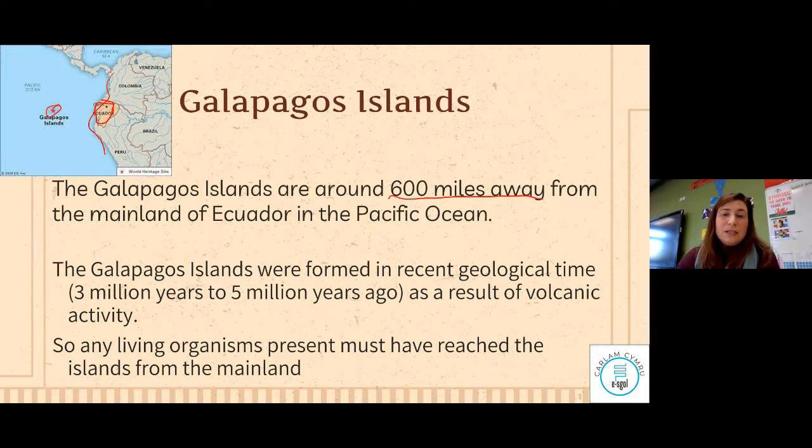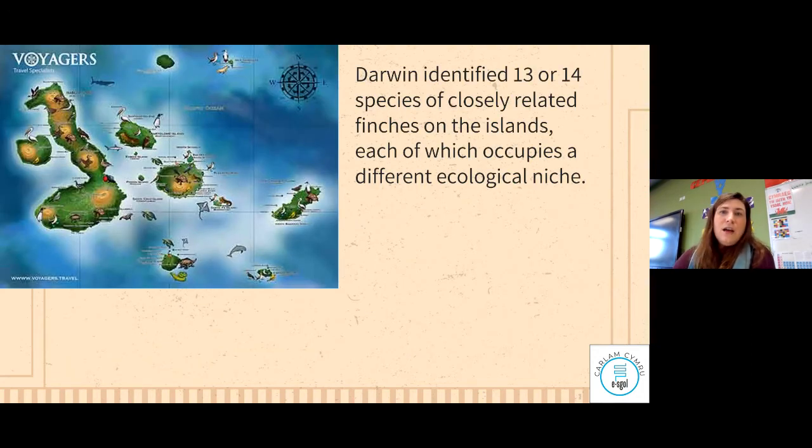The Galapagos Islands were formed in recent geological time. They're only 3 million to 5 million years old as a result of volcanic activity. So we consider them to be quite new, and therefore any living things present must have reached the Galapagos Islands from the mainland. They weren't there already because the islands are new. So Darwin identified 13 or 14 species of closely related finches on the islands. They were closely related, but they are separate species. Okay, each of which occupies a different ecological niche. They have a different area that they're living in and different resources available to them.